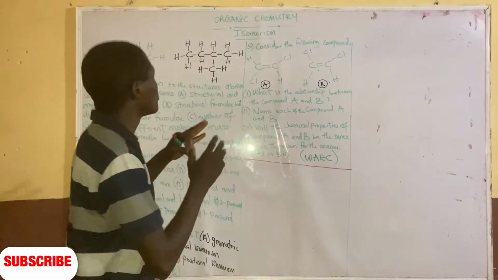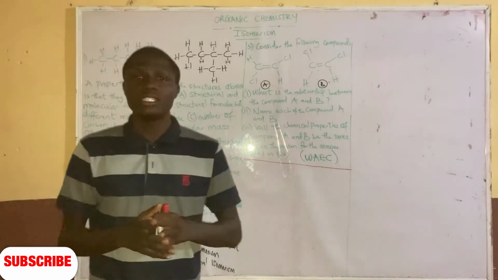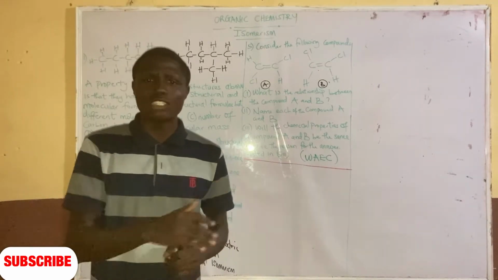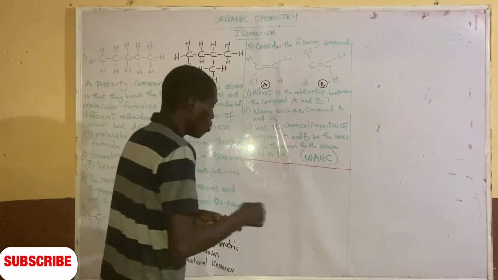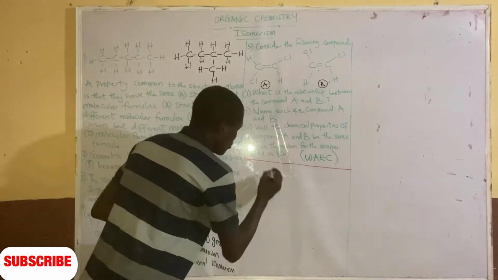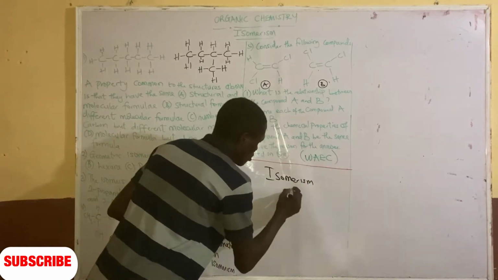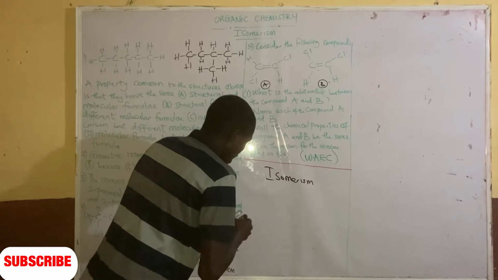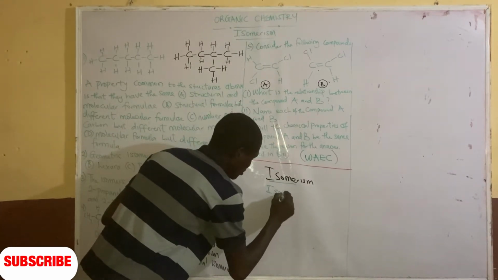Today we are going to be considering organic chemistry under the topic called isomerism. The word isomerism comes from what? It comes from the root word called isomers. Now we are talking about isomers.